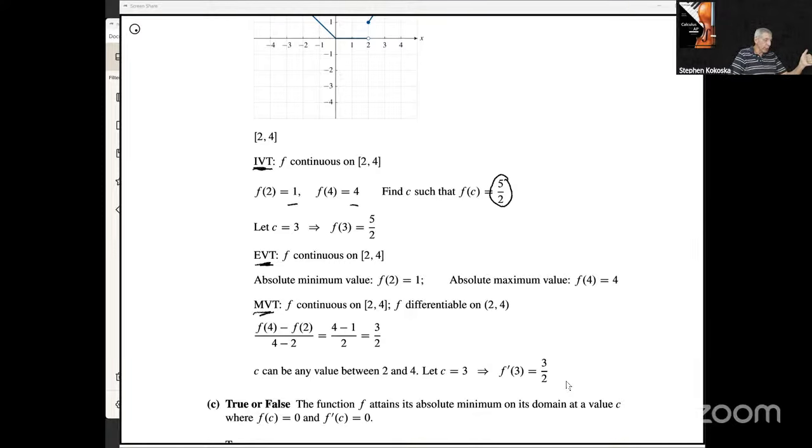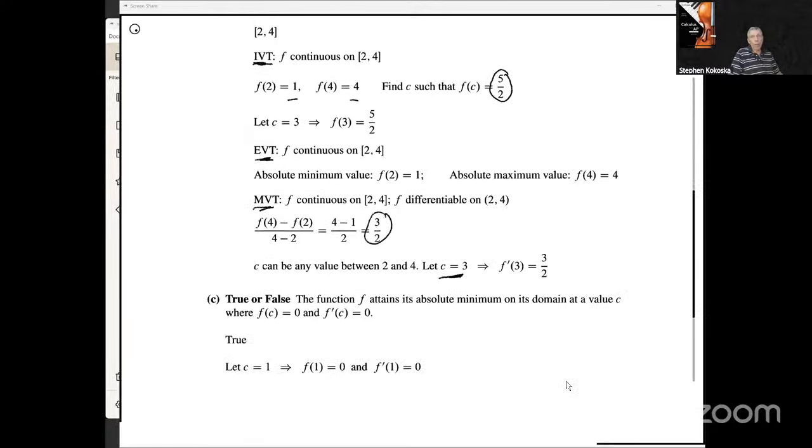F is continuous on 2 to 4 closed. It's differentiable on 2 to 4 closed. I'll take a look at that difference quotient. Let's see. F of 4 minus f of 2, did I do that right? Is 3/2. So it turns out that c can be any value between 2 and 4 because there's a straight line between 2 and 4 for f. So in fact, f prime of 3 is equal to 3/2. That is a value of c that satisfies the conclusion of the mean value theorem. Pretty cool.